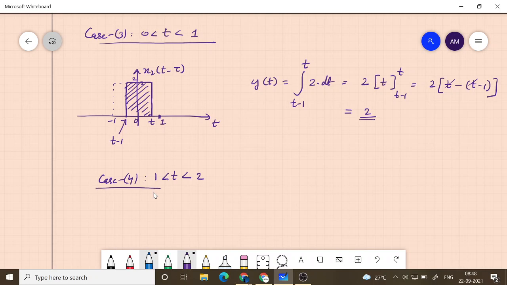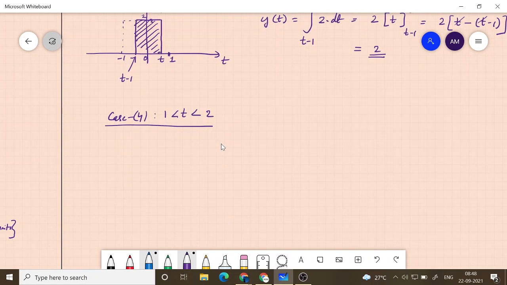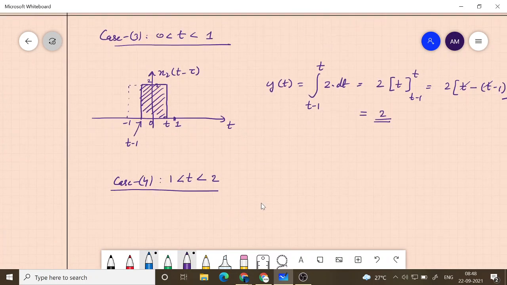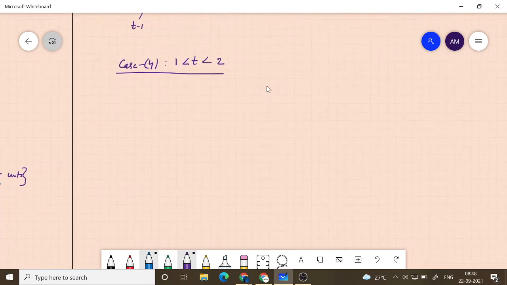So that is case 4. In this case, if you draw this function, what is this function? This function is basically x2 of t minus tau. If I draw x2 of t minus tau for a shift to the right, so this is tau. Originally the function is like this.